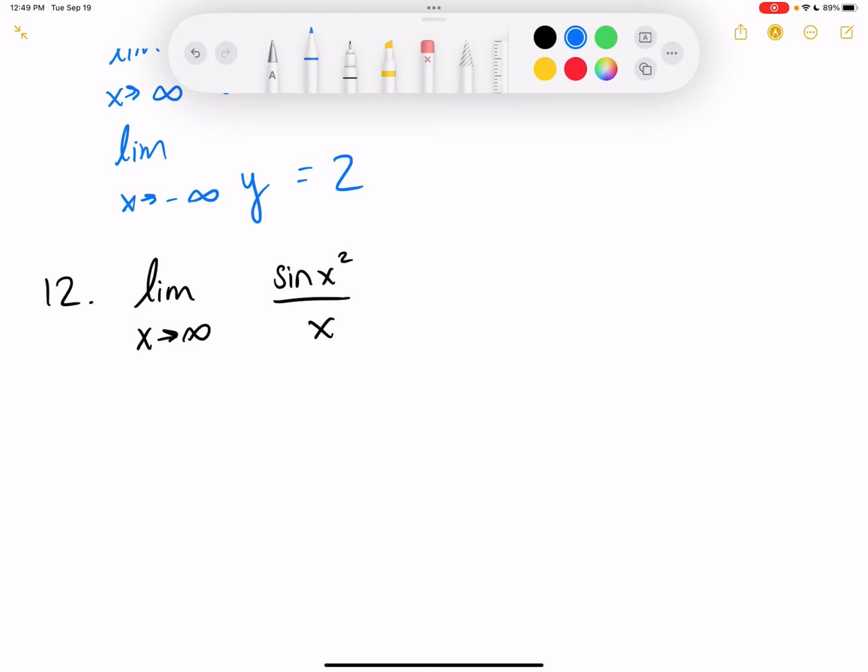Live touch pictures tomorrow. All right, so for the sandwich theorem, we are going to compare this to something that we know, because we don't know what this is. It looks kind of like something we know, but we don't know off the top of our head what it is, so we're going to compare it to something that we do know. Since this is over x, we're going to do negative 1 over x is less than or equal to sine of x squared over x, which is less than or equal to 1 over x.